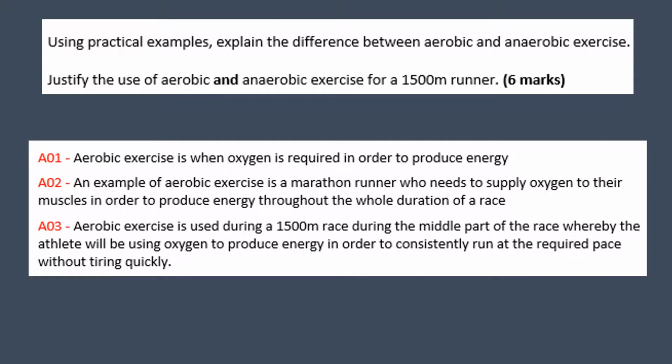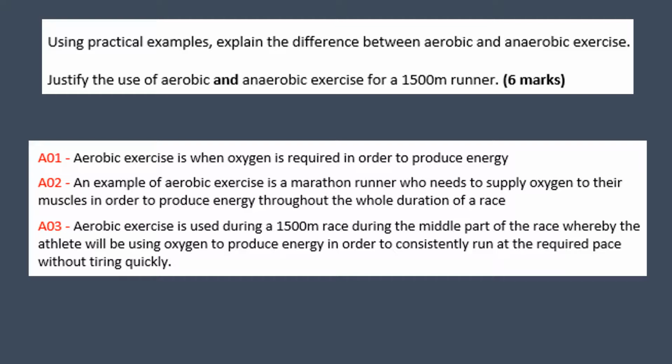There's no rules on how we need to format our answer, but for this question, it may be easy to do 2 paragraphs. So 1 paragraph on aerobic exercise and 1 on anaerobic exercise. So for our AO1 on aerobic exercise, we can say this is when oxygen is required in order to produce energy. For AO2, we can give an example, and we can say that an example of aerobic exercise is a marathon runner who needs to supply oxygen to their muscles in order to produce energy throughout the whole duration of a race. So we're explaining when and why aerobic exercise is important.